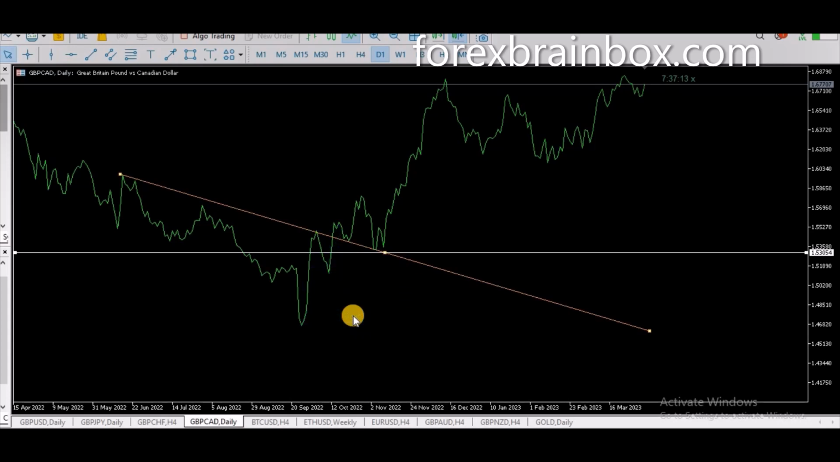Trend lines are not used in isolation. Make sure when using your trend lines for breakout, you complement it with a horizontal line for confluence zones.